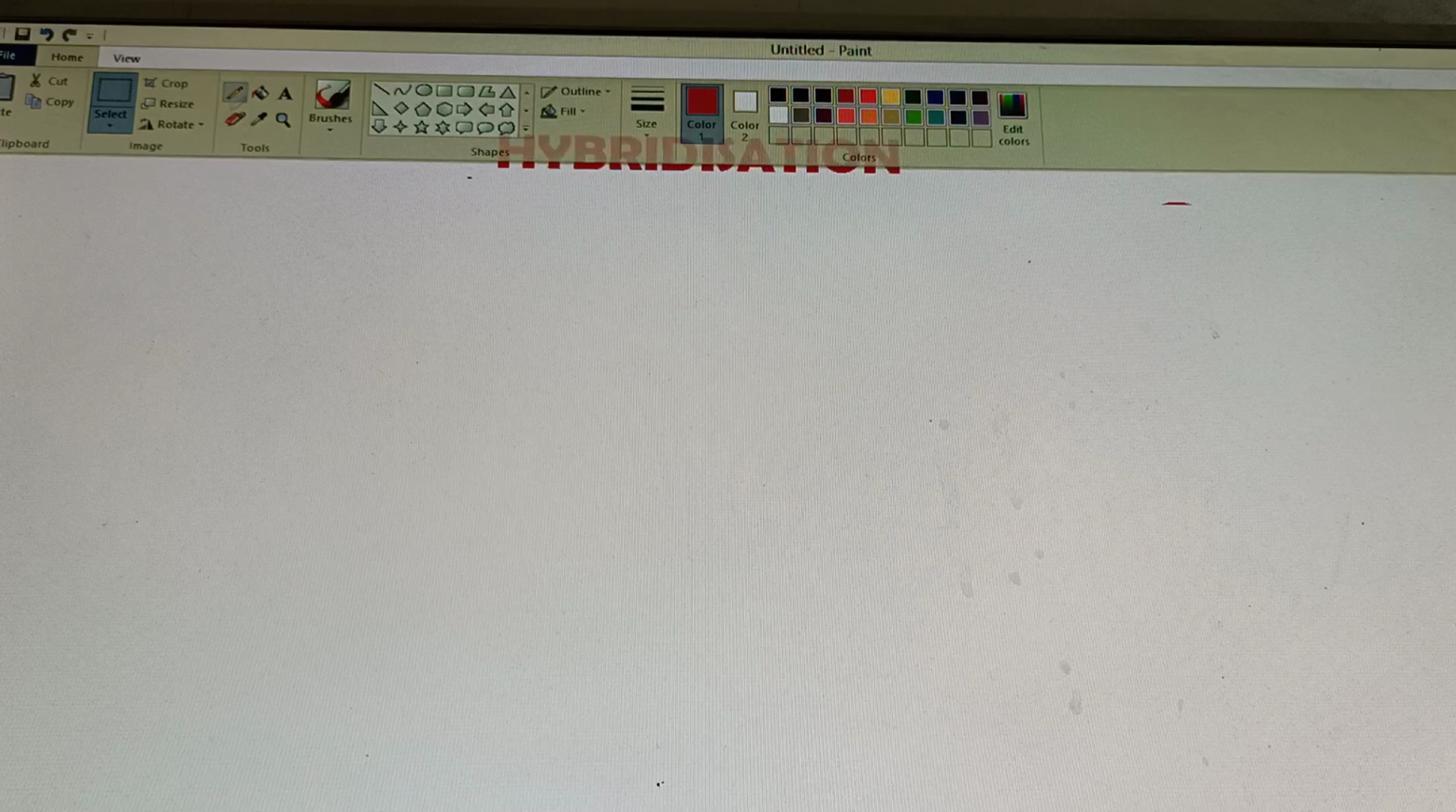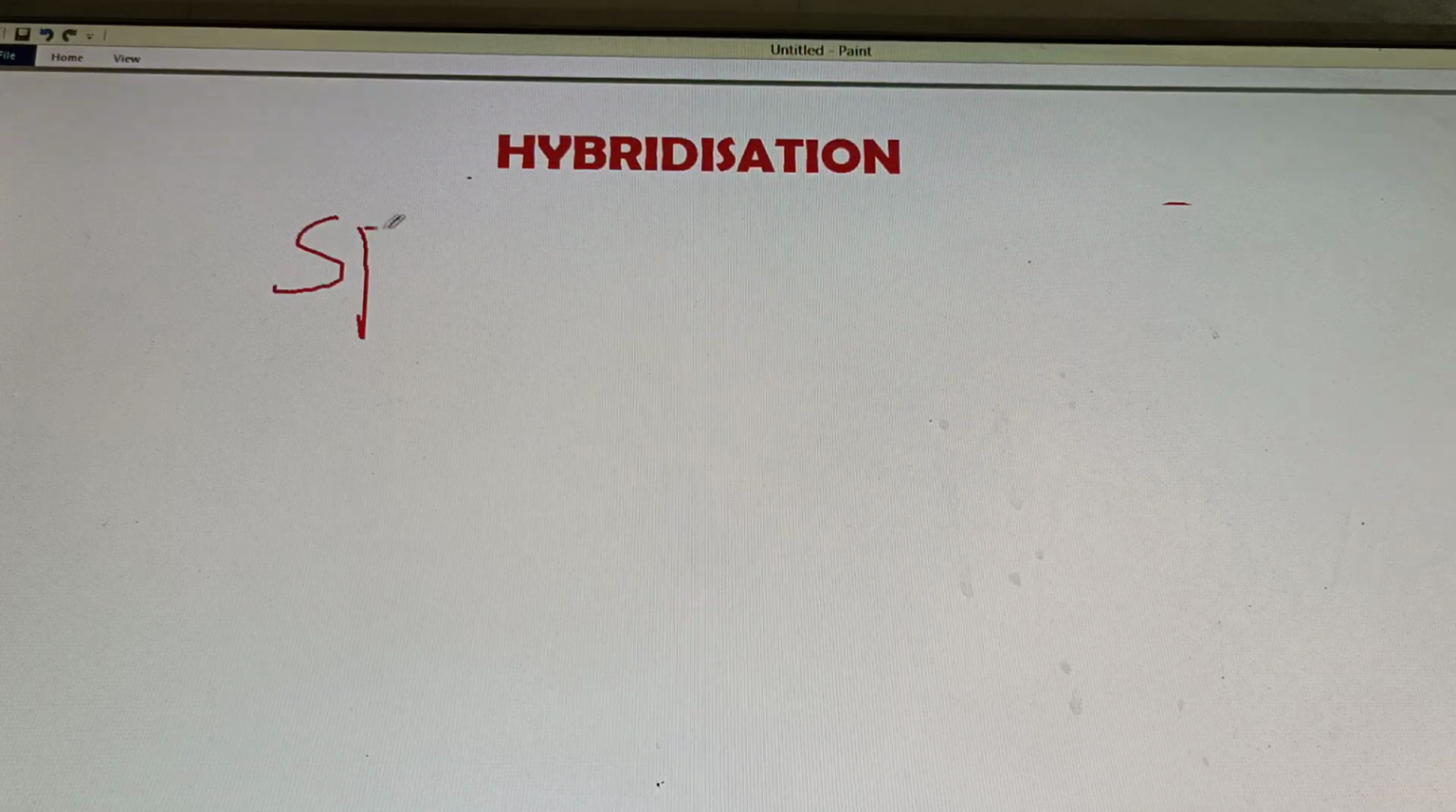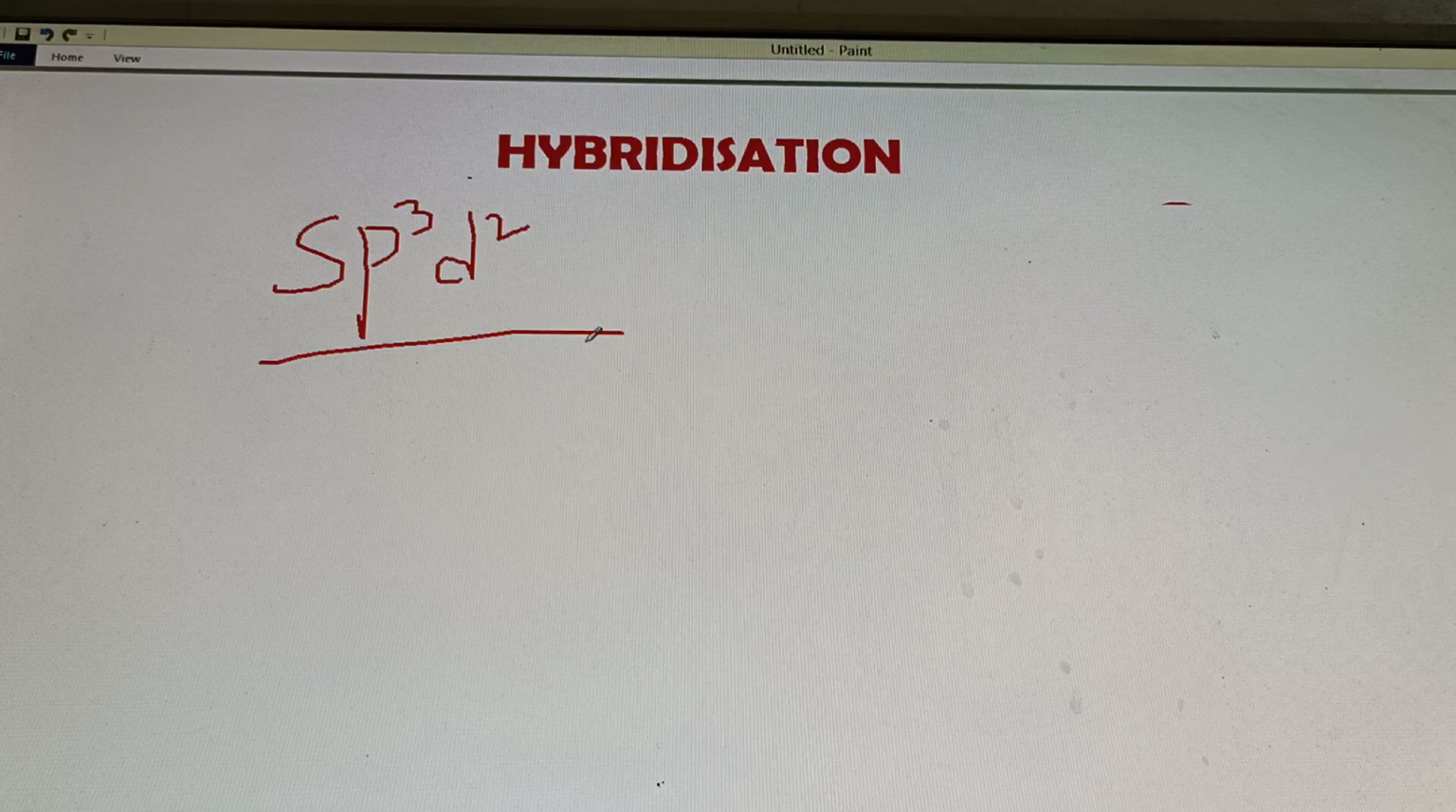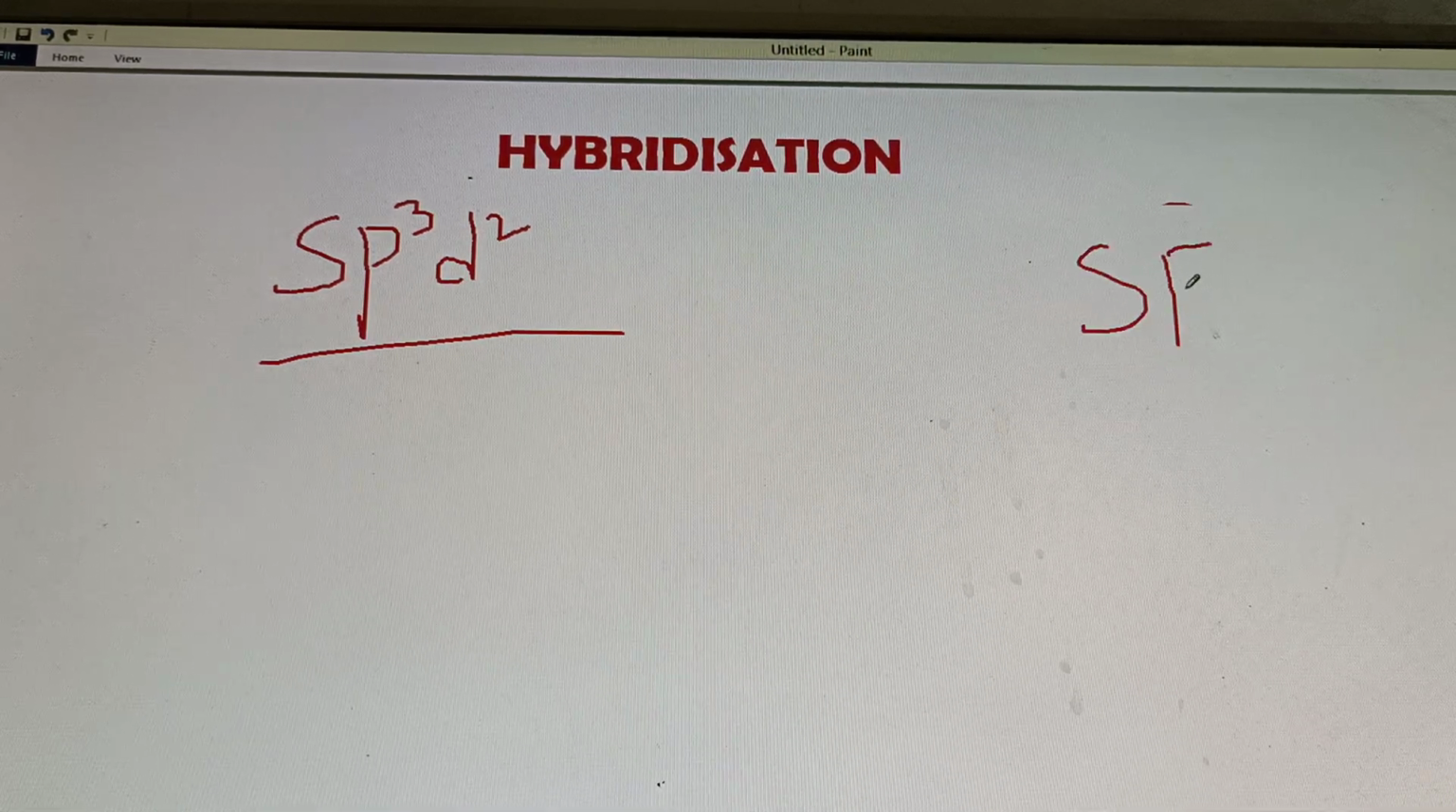Next we move on to sp3d2 structure, sp3d2 hybridization. For example, the sulfur hexafluoride SF6 molecule.